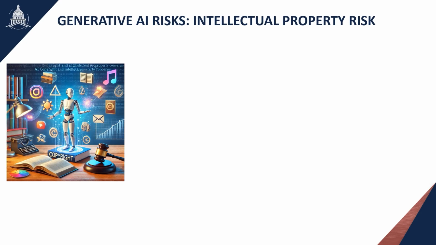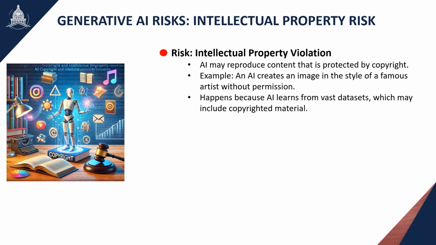One major risk in AI is intellectual property violation. This happens when AI generates content that closely resembles copyrighted works. Imagine an AI creating an artwork that looks just like a famous painting or generating music that mimics a well-known artist. This raises ethical and legal concerns. Why does this happen? AI models are trained on huge datasets, and some may include copyrighted materials. And if AI learns patterns from copyrighted works, it may then reproduce or imitate them, leading to infringement issues.